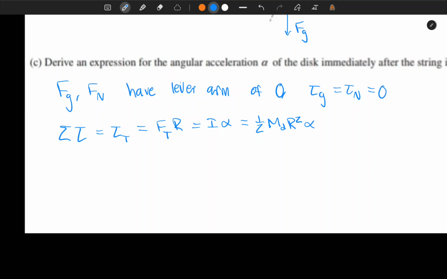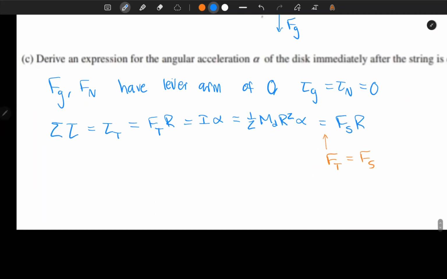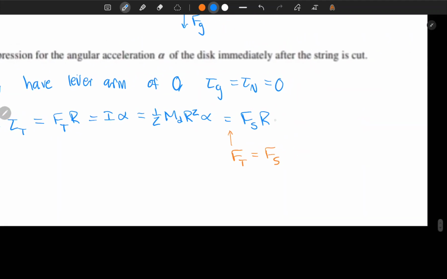So we further know that Fs is equal to the spring force, because that's the only force acting on the wheel. So this here should be equal to Fs times r, because after the block is cut, the tension force is equal to F sub s. Again, this is after the block is cut. Finally, what we find after solving for alpha is, plugging in for F of s, negative k times the displacement xd times r.